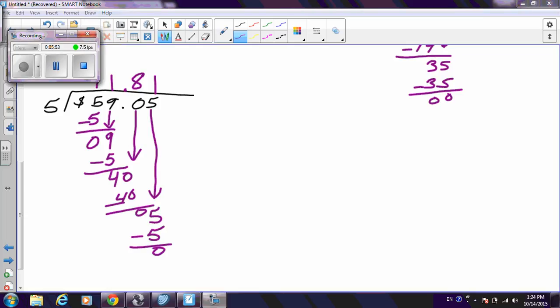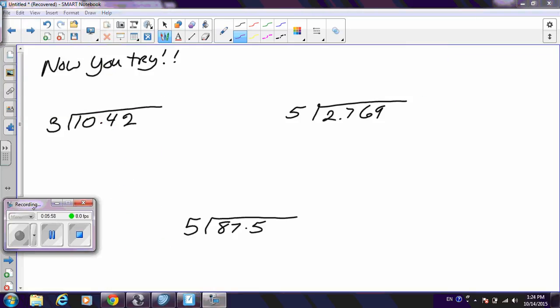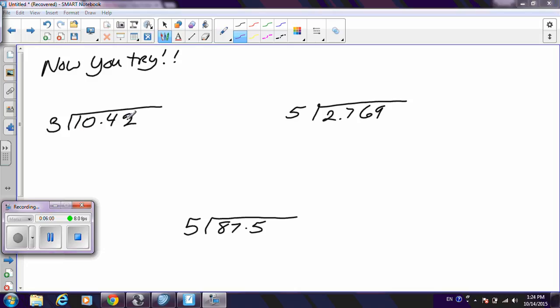All right, now it is your turn to work these out. We have 10 and 42 hundredths divided by 3, or should I say 2 and 769 thousandths divided by 5, and then we have 87 and 5 tenths divided by 5. Go ahead and start working those out. Pause the video, and we'll see if you get them right.